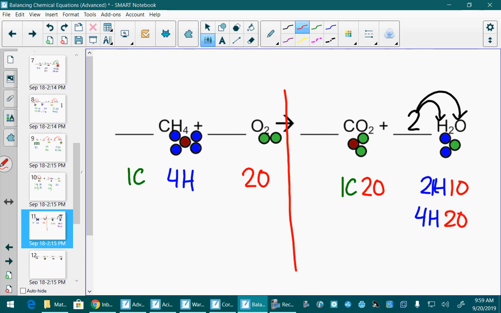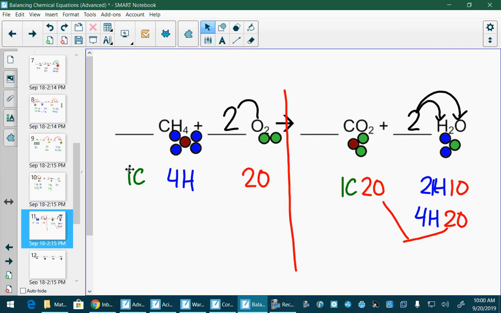So my carbons are good. I've got 1 on each side. My hydrogens are good. I've got 4 on each side. But my oxygens are not. And that's because on the right side here, I have to remember that I have oxygen in 2 places. I need to combine them. I have a total of 4 oxygen, and I only have 2 on the left. So what I'm going to do is put a 2 out front here to double the amount of oxygen on this side, and I'm going to end up with 4 oxygen on the left side.